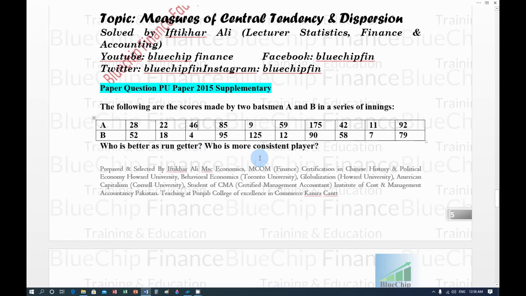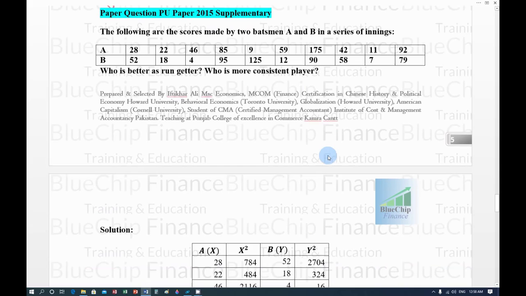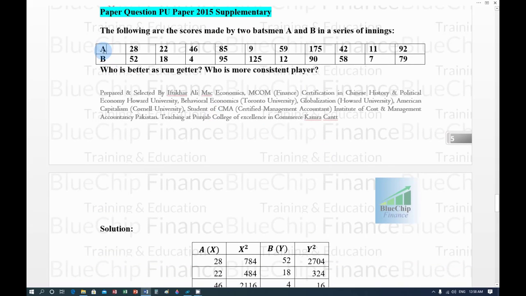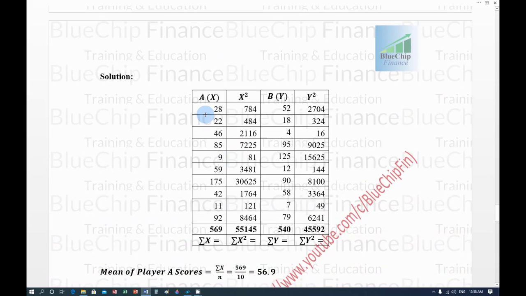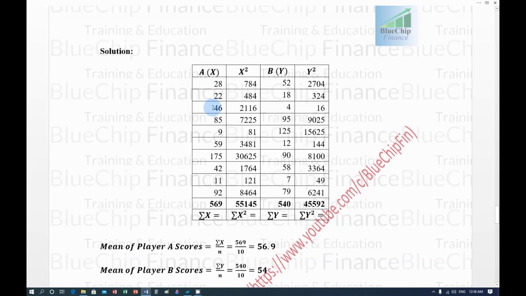So we have to calculate one measure of central tendency, and after that we calculate the measures of dispersion. From the first measure we can observe who is the better run getter, and through the second measure we can observe who is the more consistent player. So first of all we represent A as X and B as Y. In ungrouped data, mean is simply sum of x over n.